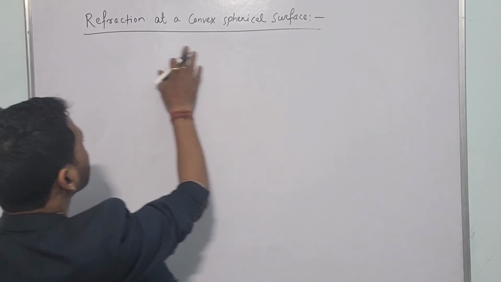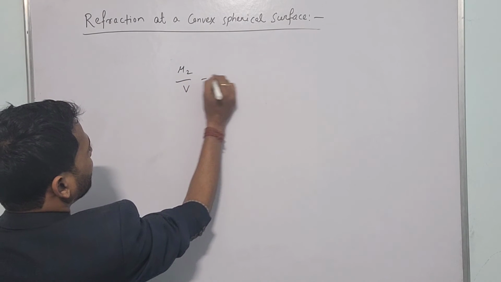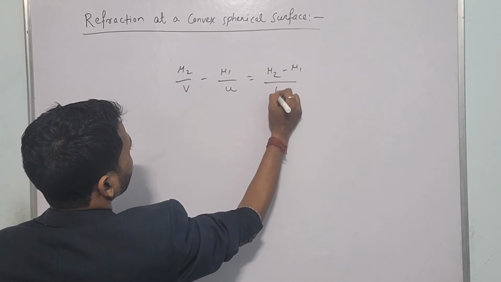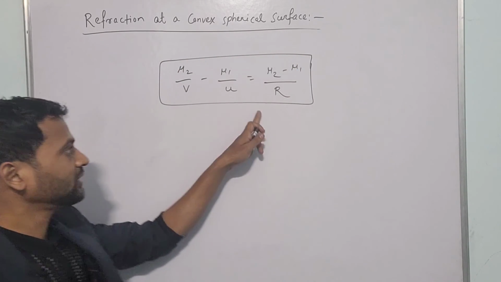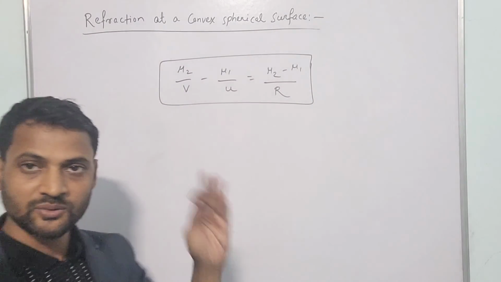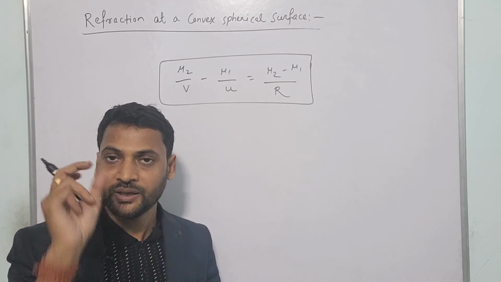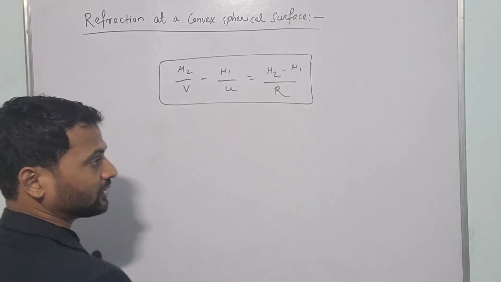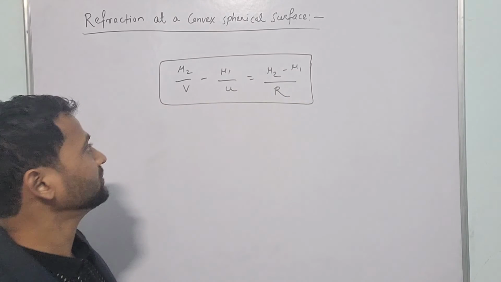So what you conclude from this: mu2 by V minus mu1 upon U will be equal to mu2 minus mu1 upon R. This formula is very important because it will help you derive the lens maker formula, because two spherical surfaces combine to make a lens, right? So there we'll derive another formula which is called the lens maker formula.